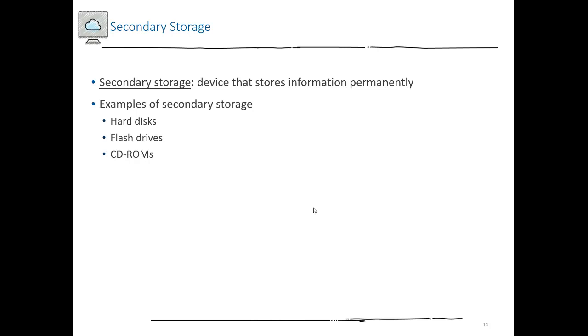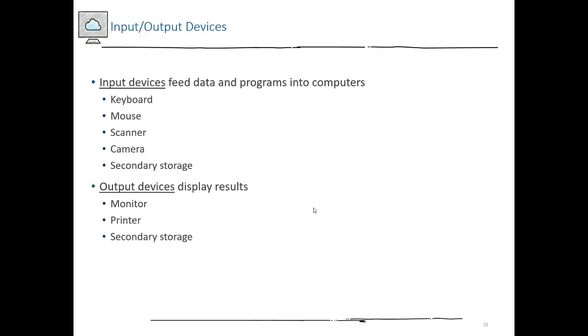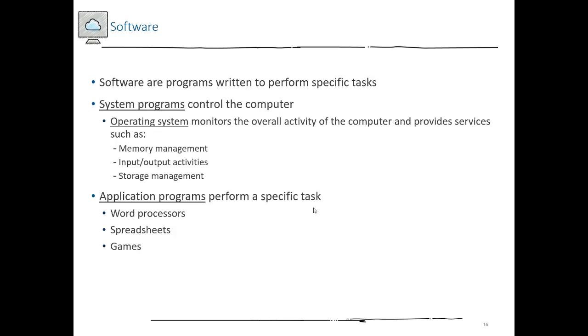Secondary storage examples are hard drive, flash drive, and CD-ROMs. Input-output devices, you already know that, so I'm going to skip that part.